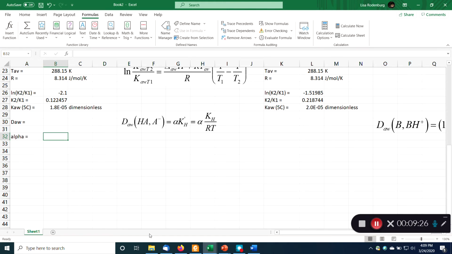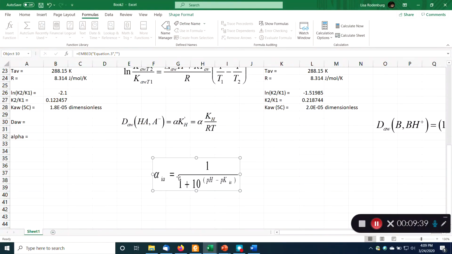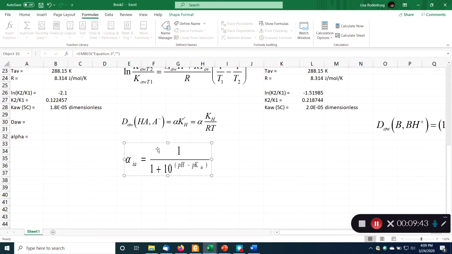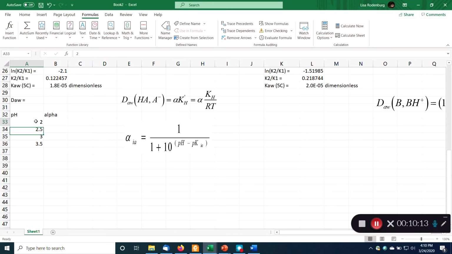So alpha is going to be our good friend. We remember this from the previous problem we just did. Alpha is calculated like so. So here's alpha. For an acid, alpha represents the fraction of the chemical that is in the neutral form. Right? So alpha is equal to 1 divided by parentheses 1 plus 10 to the power of, I'm going to put some parentheses in here, pH, which we're going to have to put, let's do this a little bit differently. Move alpha over here and make this our pH. 2, 2.5, 3, 3.5. And we wanted to go up to a pH of 7.